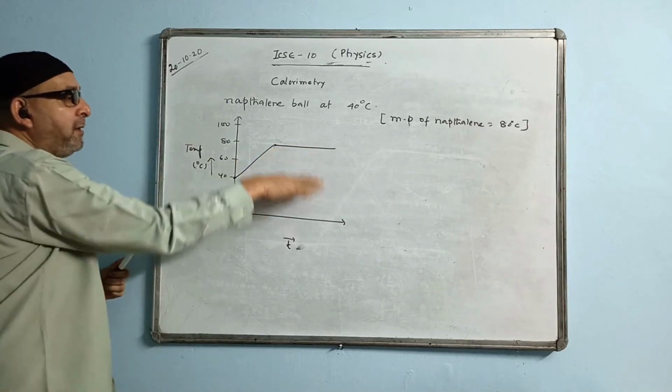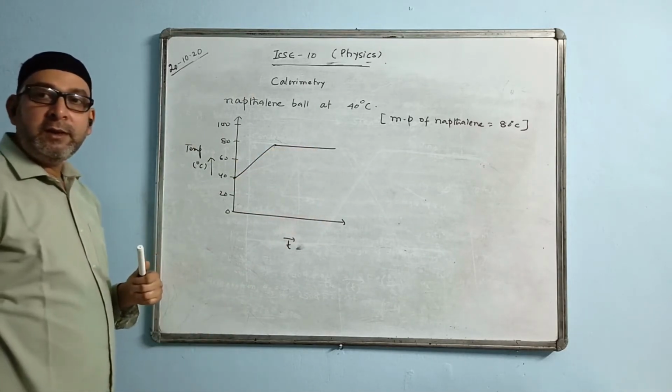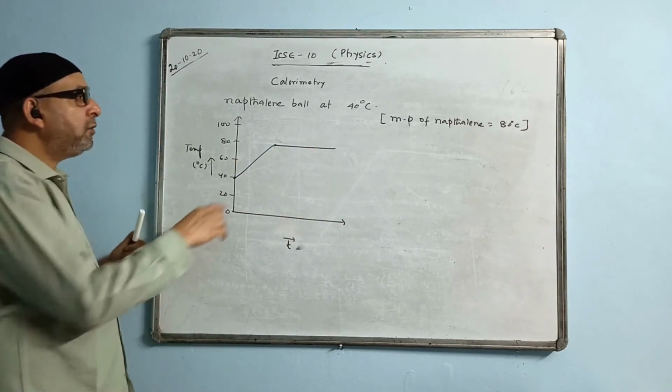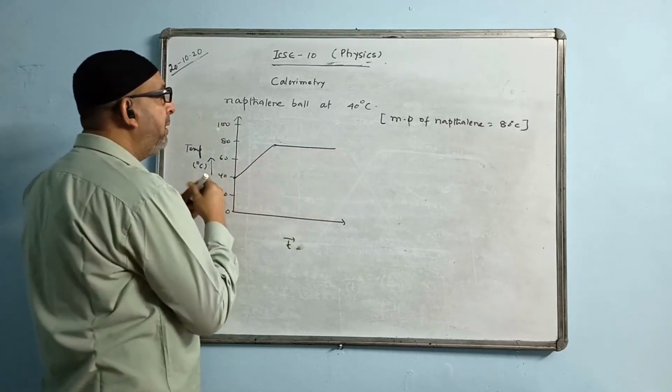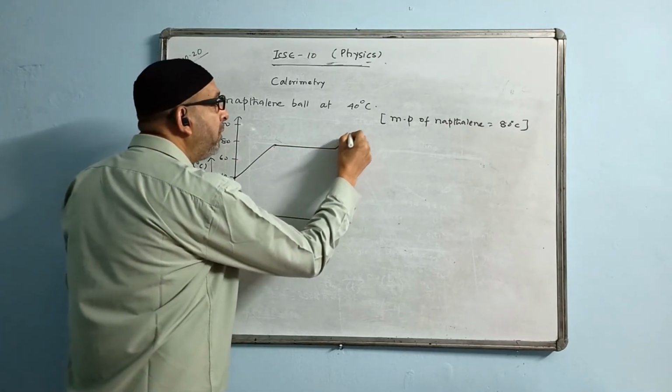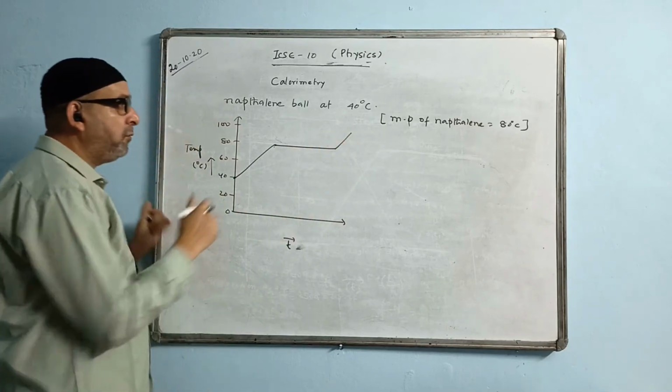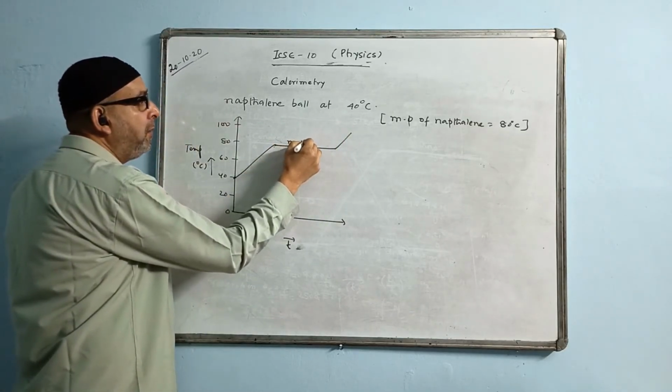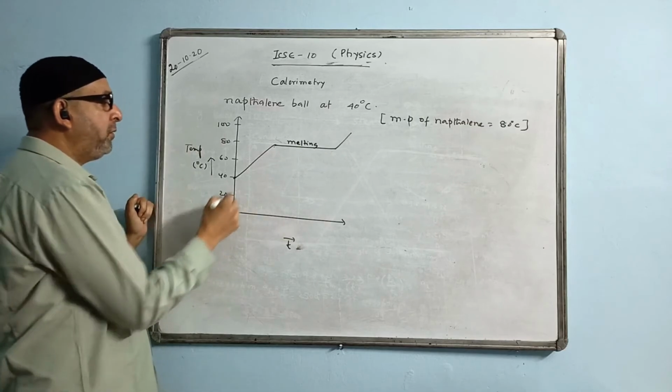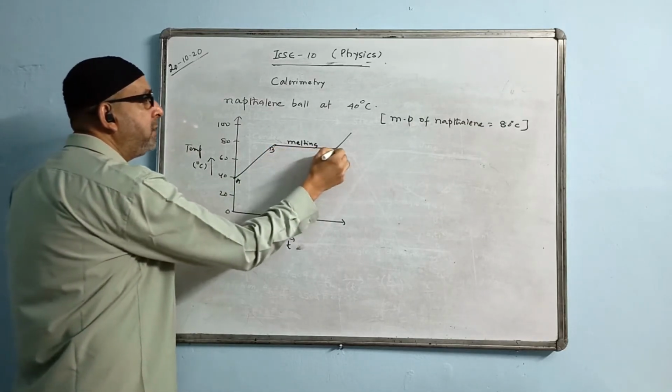Any line parallel to this axis will show the change of state. Now the process of melting is complete here. Now this will go up to 100 here. So what is happening in this region? Melting. This is how we will draw. We can name it A, B, C, D.